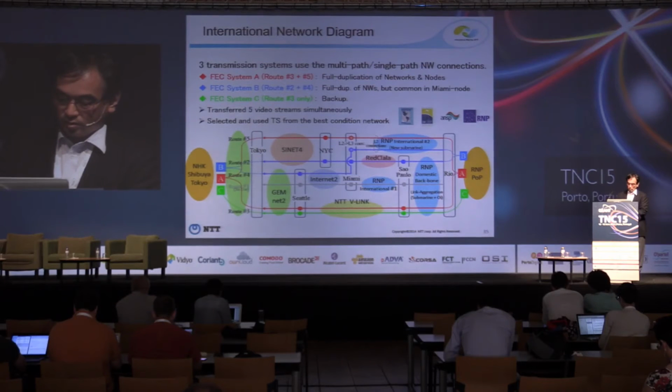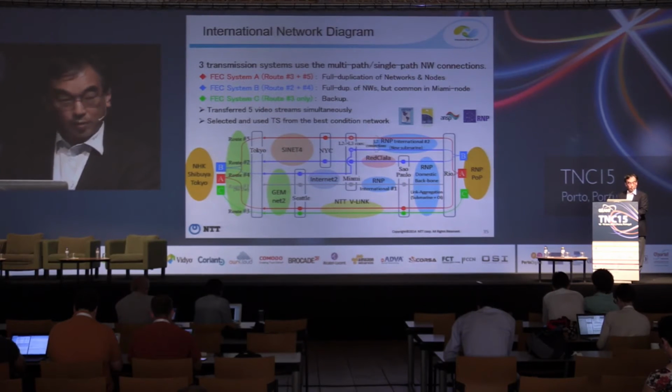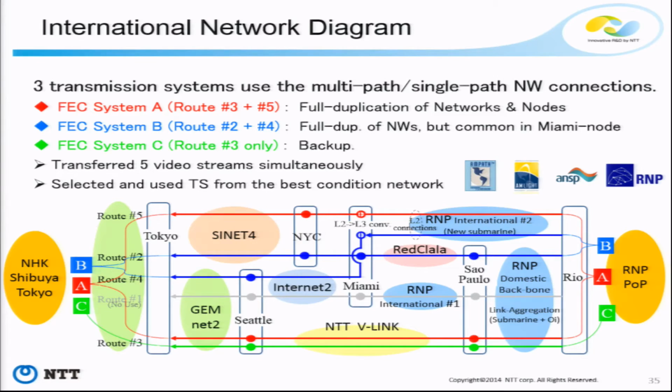So this slide shows a detailed network diagram of 5 links we constructed. So red lines are primary link pair used for the live public viewing for games. They used entirely different links and nodes. Blue lines are secondary link pair for backup. They use a common node partially.